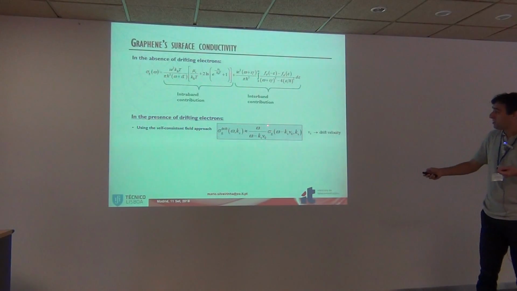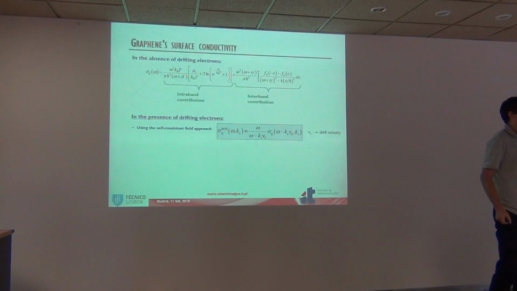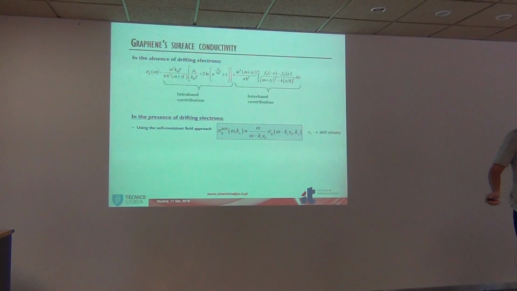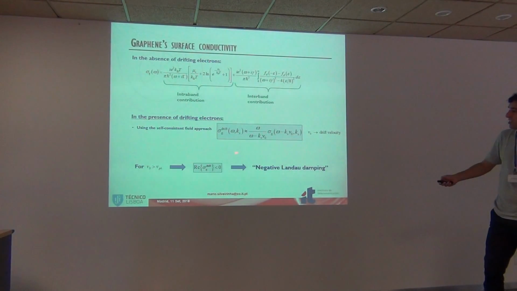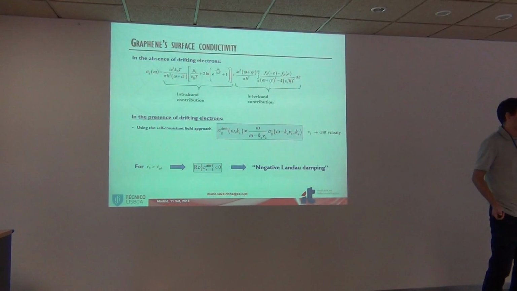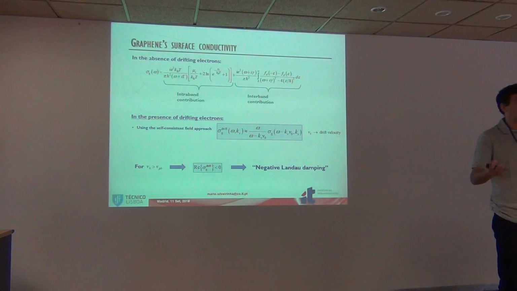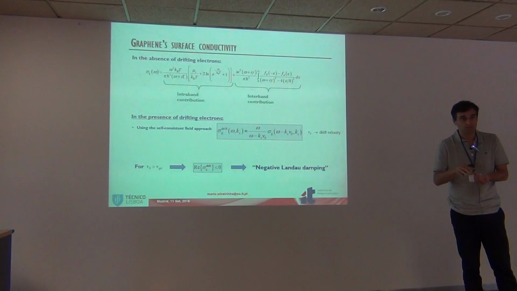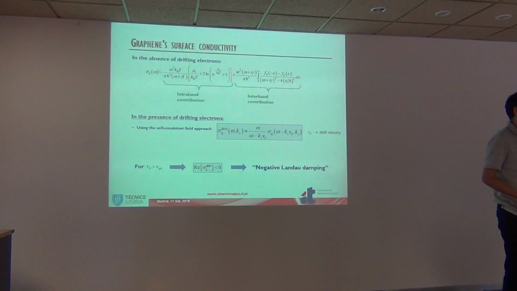Okay? But because of this prefactor, if your drift velocity V0 is sufficiently large, you can make this factor negative. So if you have a velocity larger than the phase velocity of the wave, you can have a real part of conductivity that is negative. Negative resistance means gain. It's what we want. We want to extract energy from these drifting electrons. And it is what happens, and we named this effect negative Landau damping.